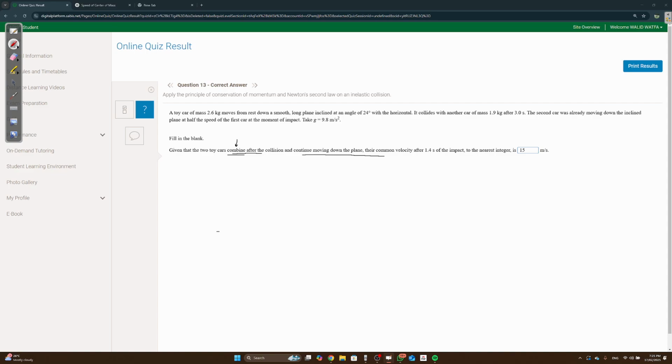This one needs a bit of solving. I'm going to take a longer inclined plane because they stick together for a bit. Let's call this M1. It's moving from rest, so U1 is 0. The long plane is inclined at an angle of 24 degrees. And then it has another mass over here, we're going to call this M2. And it collides after 3 seconds.